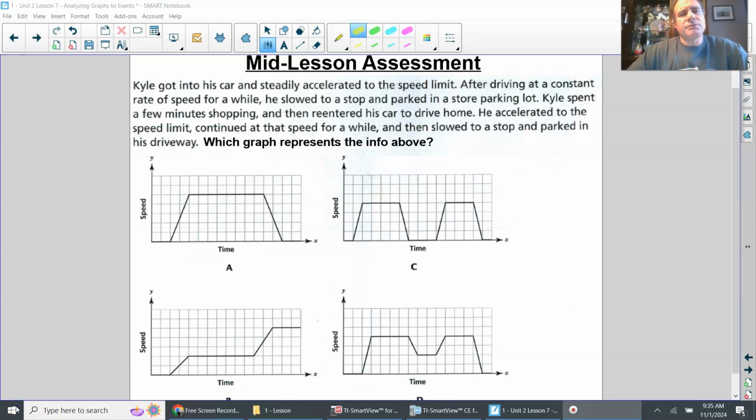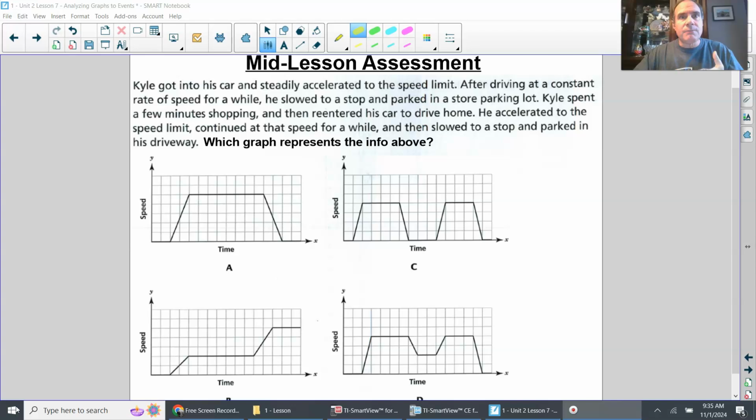So Kyle got into his car and steadily accelerated to the speed limit. After driving at a constant rate of speed for a while, he slowed to a stop and parked in a store parking lot. Kyle spent a few minutes shopping, and then he re-entered his car to drive home. He accelerated to the speed limit, continued at that speed for a while, and then slowed to a stop, parked in his driveway. Which graph represents all of that info above?